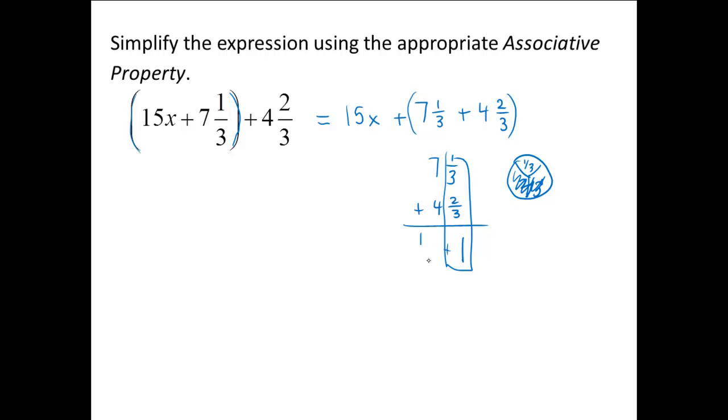7 plus 4 is 11. 11 plus 1 is 12. So we have 15x plus the result of our parenthetical computation, which is 12. We can drop those parentheses and just simply write 15x plus 12. We can go no further because 15x and 12 are not like terms.